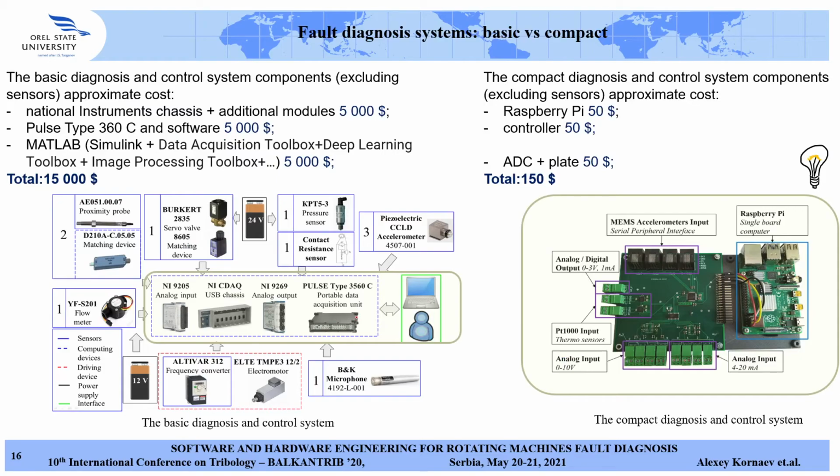And finally, one more slide. After this study, we developed a compact diagnosis system based on a Raspberry Pi microcomputer, and you can see here approximately this small compact diagnosis system, whose price is 100 times smaller than the initial stationary diagnosis system, and we suppose that they can work with the same accuracy, I suppose.